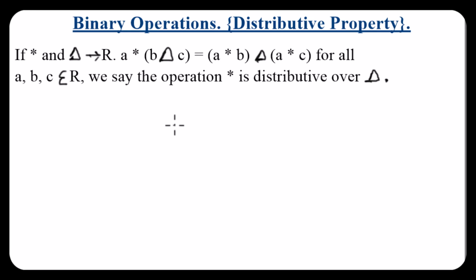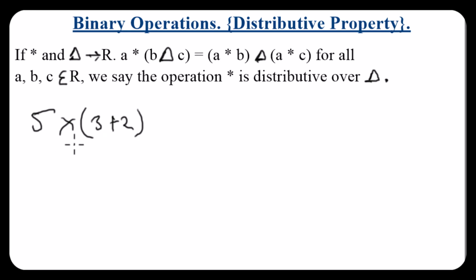Now, what does this mean? Let's look at a demonstration. Let's say we have 5 times (3 plus 2). For this to be distributive, this first symbol here is star, so let's assume our star is multiplication and our delta is addition.